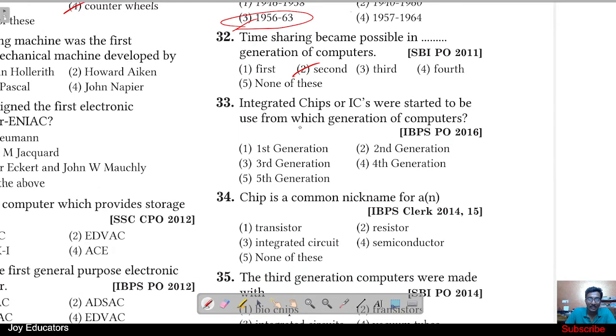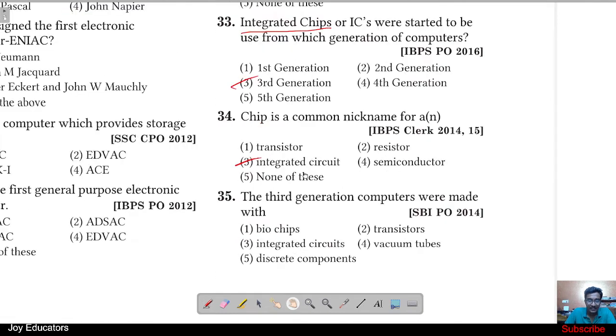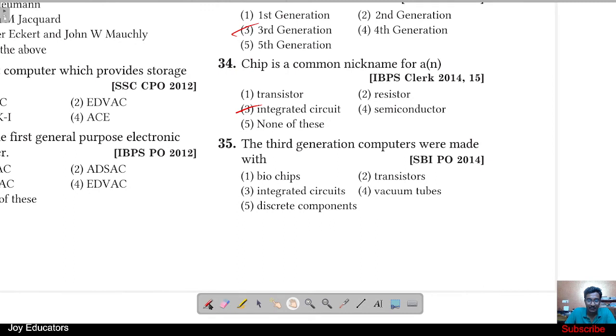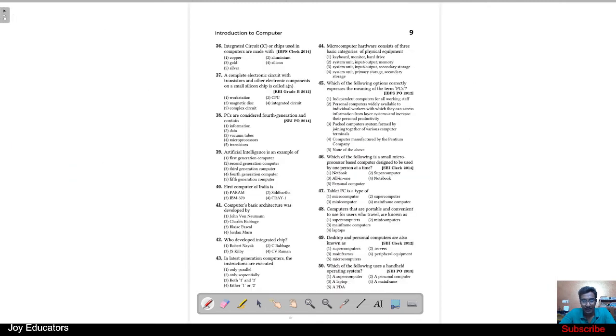So ICs, we learned about it, right? ICs, integrated chips. We started in which era? Third generation. Okay, and then chips is a common nickname for dash. Perfect. The third generation computers were made with integrated circuits. Okay, that's very good, man. You are really clever.